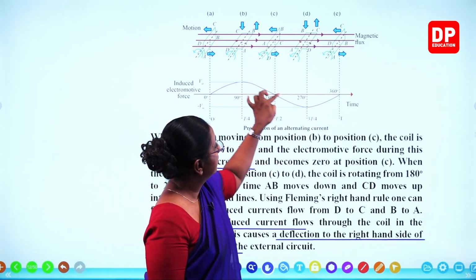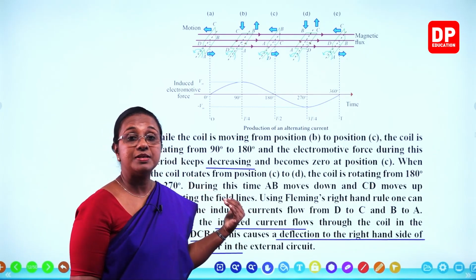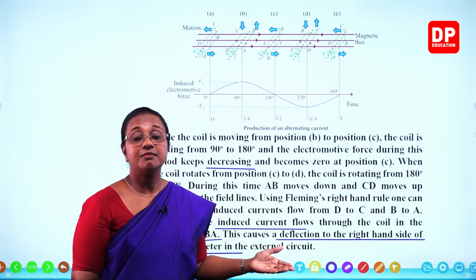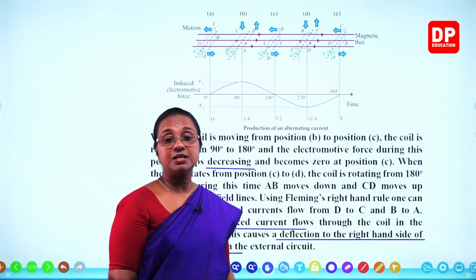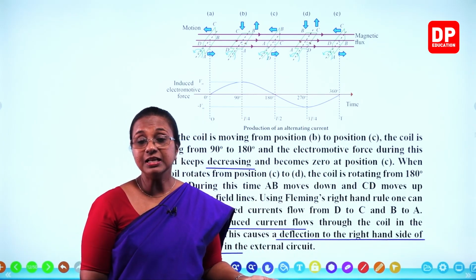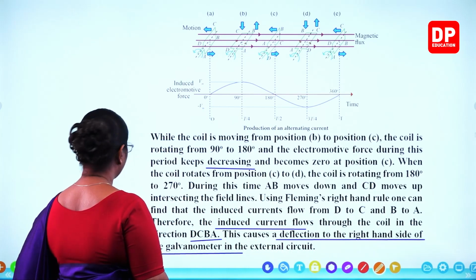The movement, deflection of the galvanometer is in the opposite direction, towards the right. Here it was towards the left, then here it is towards the right. So, alternating current. Then, with that, we'll move on.